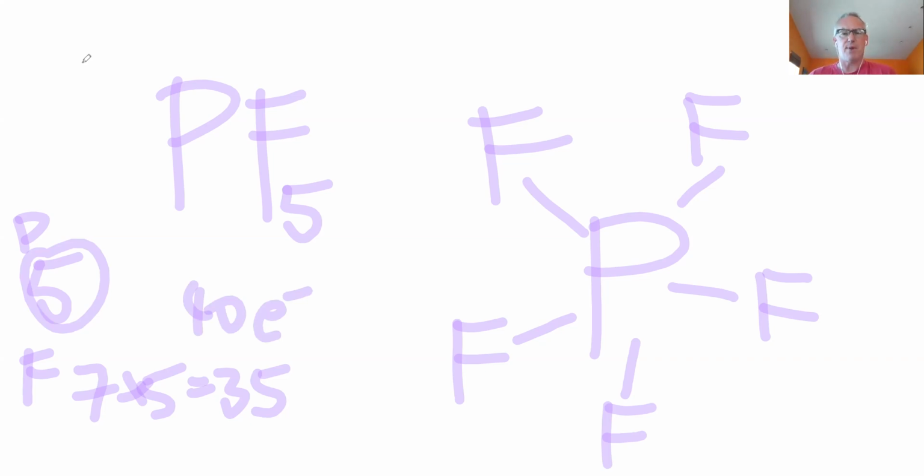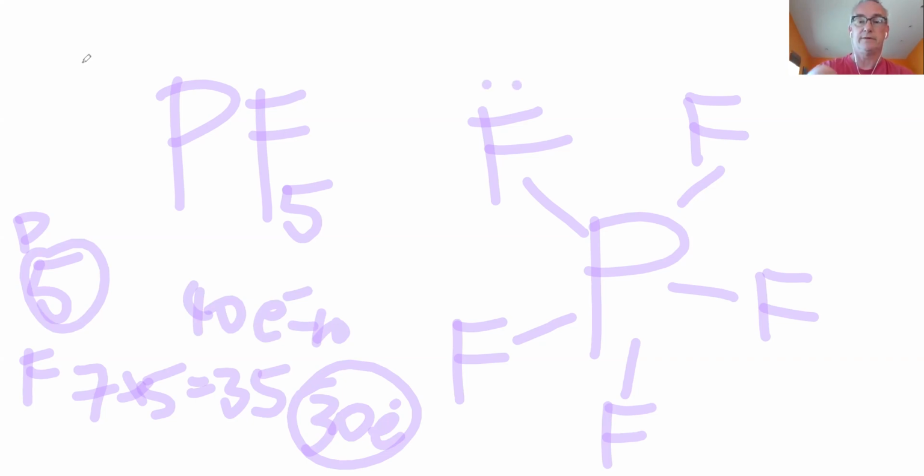So how many do I have in bonds right now? 10, right. So I take away 10, and I have a total of 30. So 30 electrons are how many I need to put around the outside. So I'll go 1, 2, 3, 4, 5, 6 on each fluorine. That's actually 30, and I'm done. So that's all the electrons. I don't have any left to put in the middle.